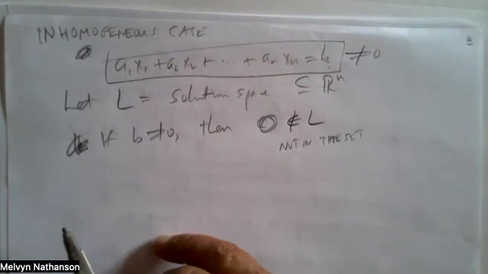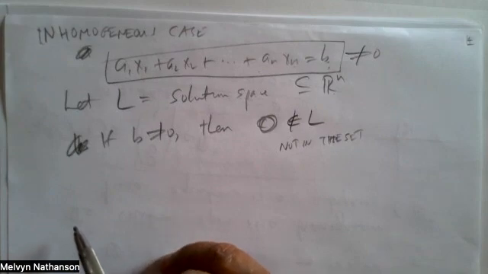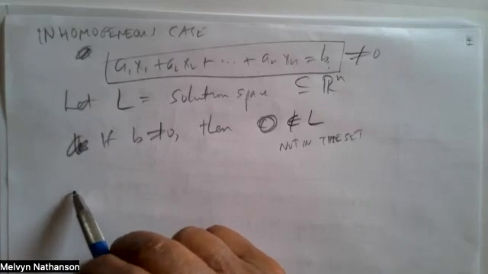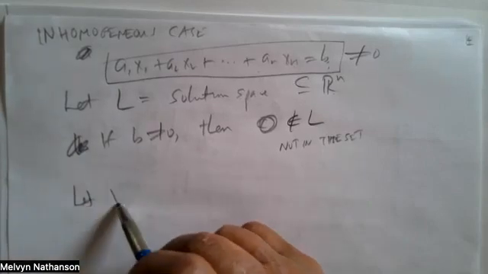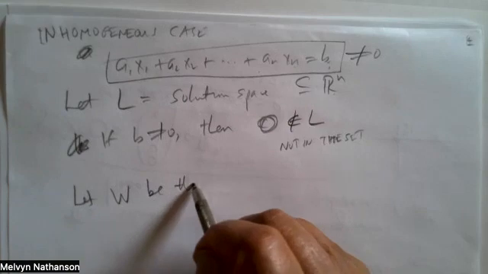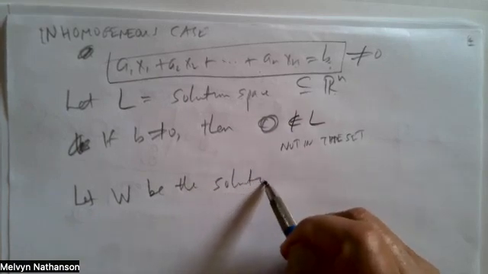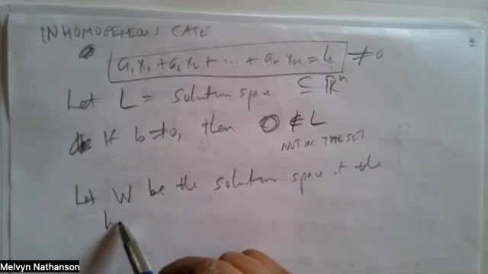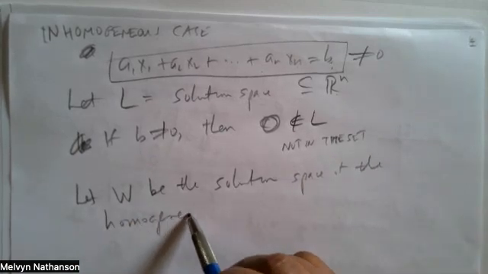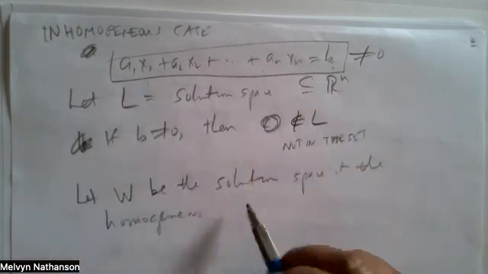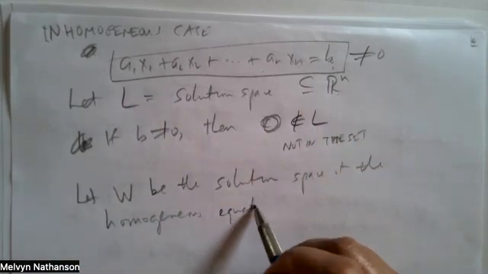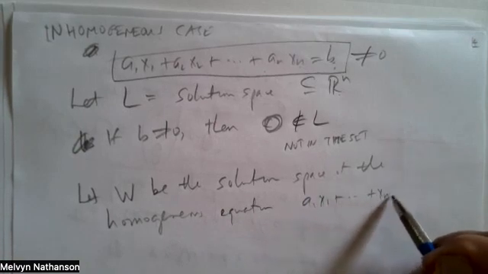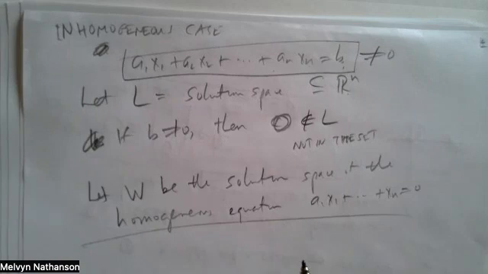Suppose that W is the solution space of the homogeneous equation. Exactly the same equation, but with the right-hand side equal to zero.